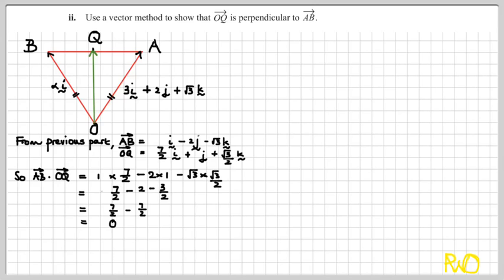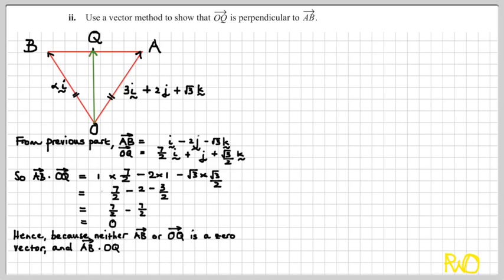Beautiful. Just to be completely pedantic about what I'm saying: because neither vector AB nor OQ is a 0 vector, and because the dot product came out to be 0, the vectors must be perpendicular to each other. That's the only way you'll get a dot product equal to 0 if the vectors themselves aren't 0 length. Yes, that's it. Happy? Very good, so that's the end of that question. It had two little vector proof bits in it.